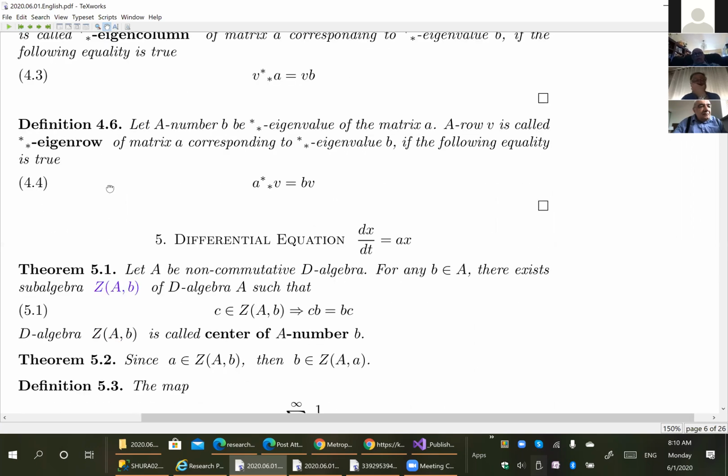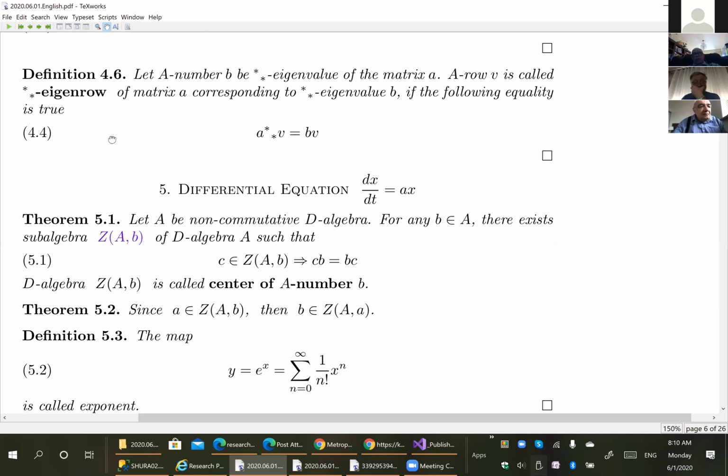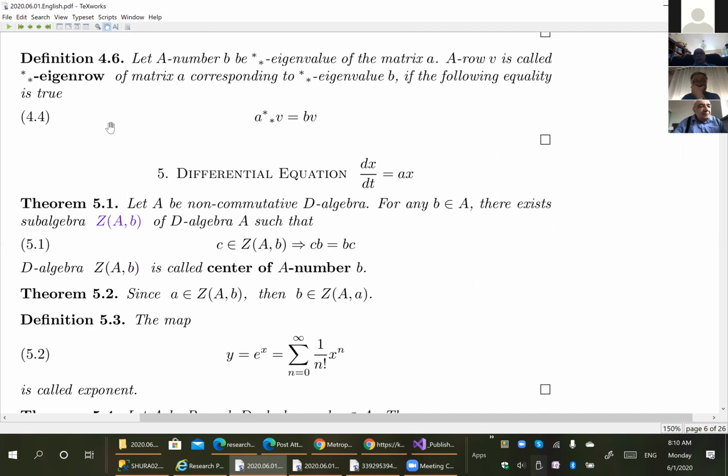Before I start to learn differential equations in non-commutative algebra, there is one more definition which is important for me. For any element B in algebra A, there exists an algebra which I call the center of element B, and the elements of this algebra commute with B. Now it's evident that if C commutes with D, then D will commute with C also. So this type of statement, 5.2.